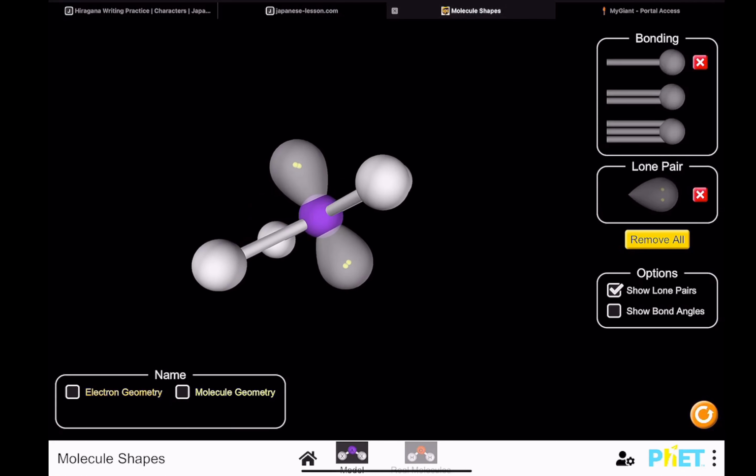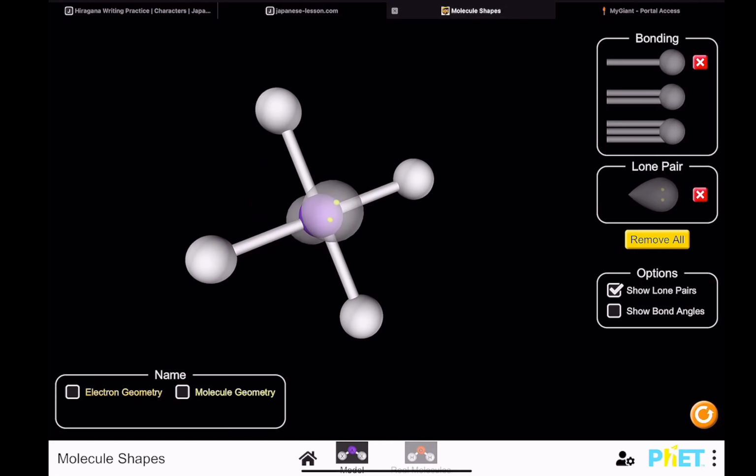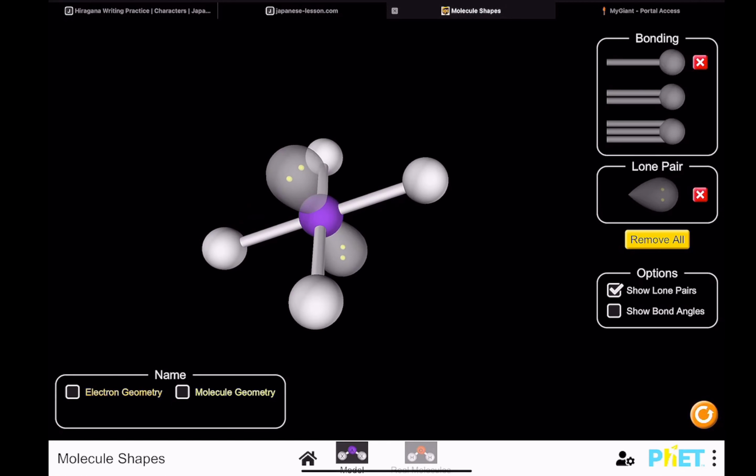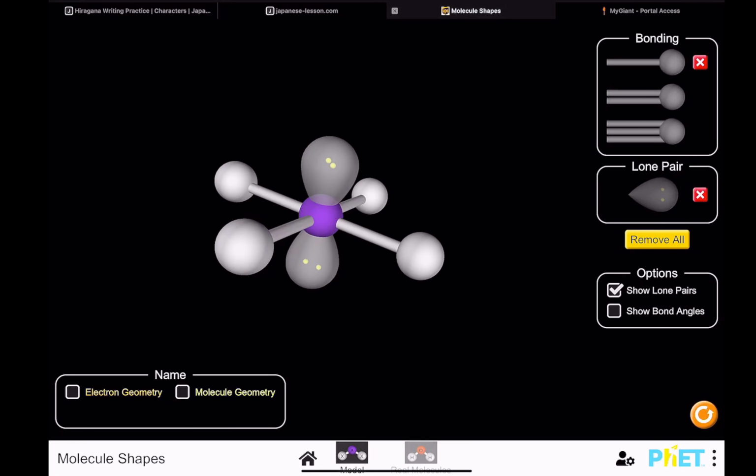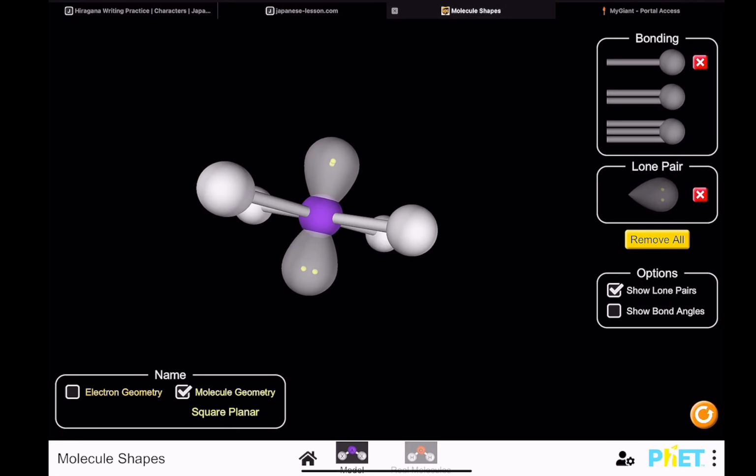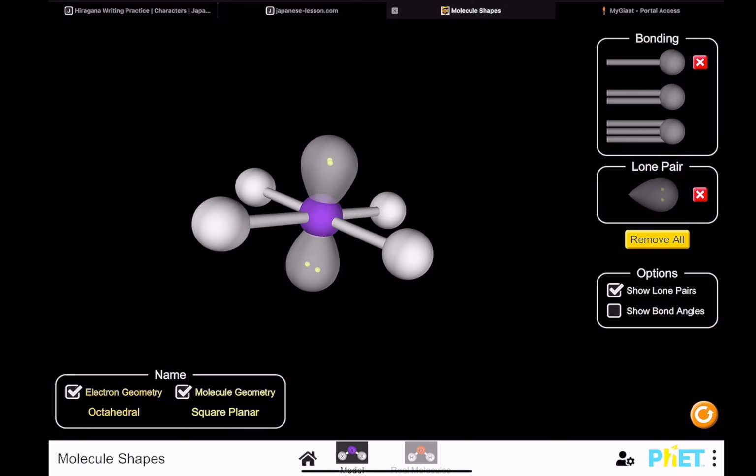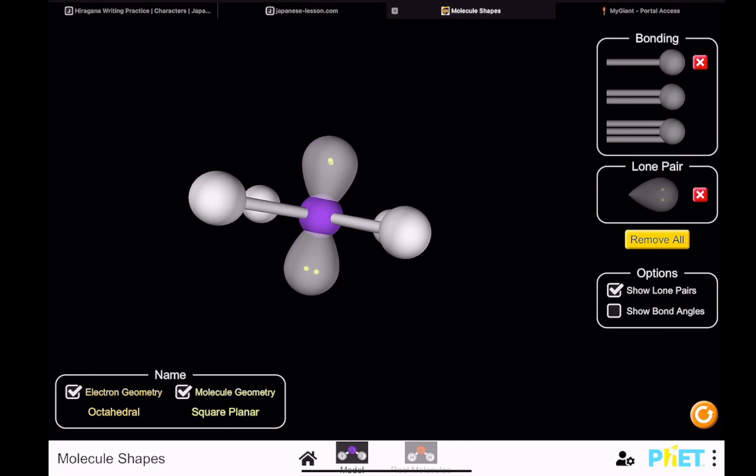What would be the molecular geometry for the original one? The molecular geometry would be linear, and the electron geometry is trigonal bipyramidal. And then this is the square planar. This will actually give you the electron geometry and the molecular geometry. So here, again, evenly distributed lone pairs.